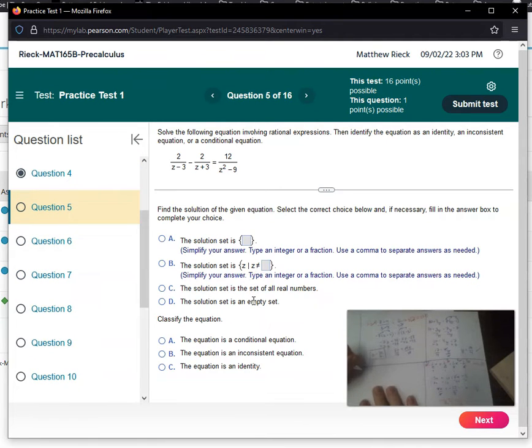All right, so next one here, we have 2 over z minus 3 minus 2 over z plus 3 equals 12 over z squared minus 9.